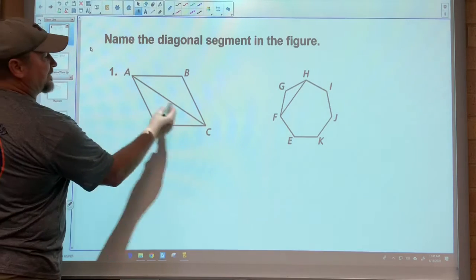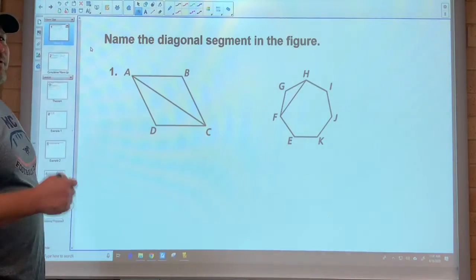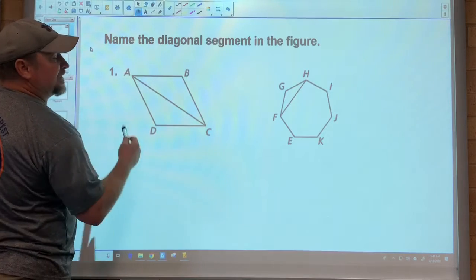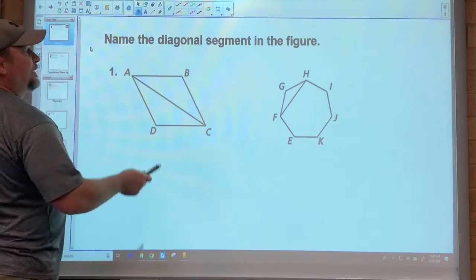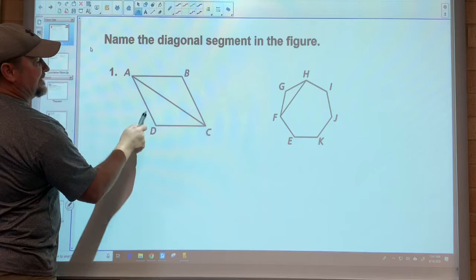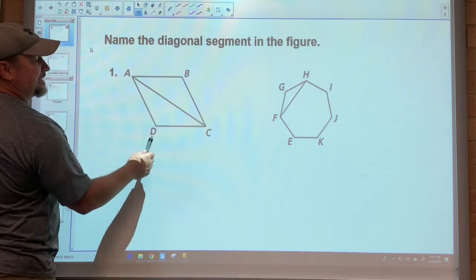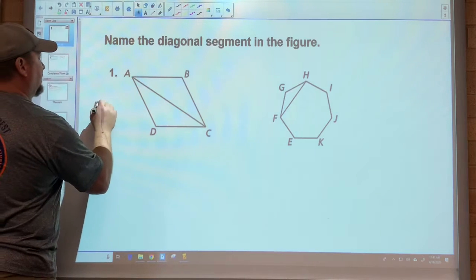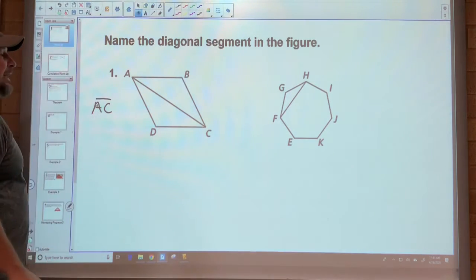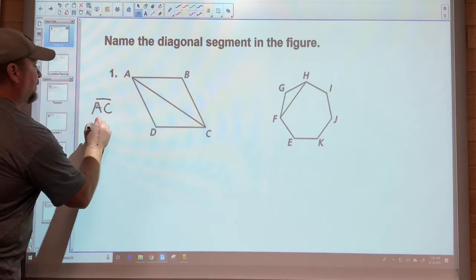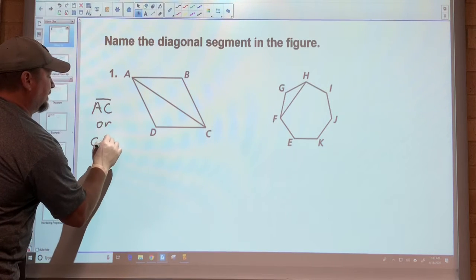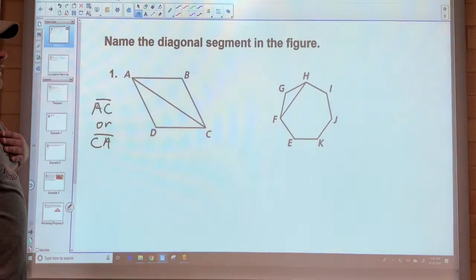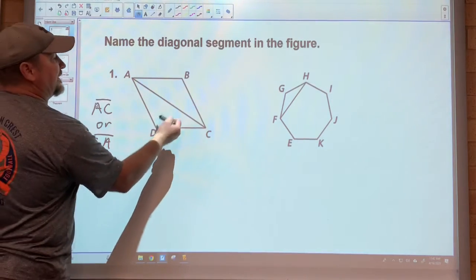Well, diagonals skip a vertex. So you start at any vertex and you have to skip a vertex to go to another vertex. So if I go from A to D, that's not a diagonal because I'm not skipping a vertex. But if I go A to C, that's a diagonal. So AC would be the diagonal for that problem, or you could say CA. Either way can be said. Another diagonal that could be drawn in would be D to B.